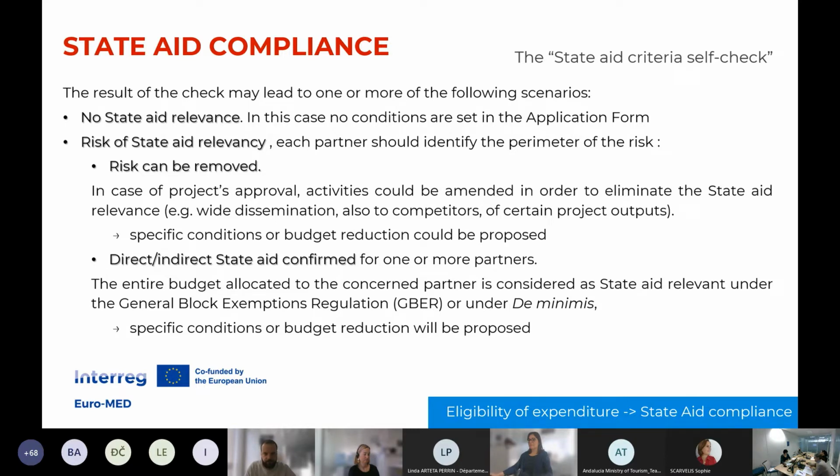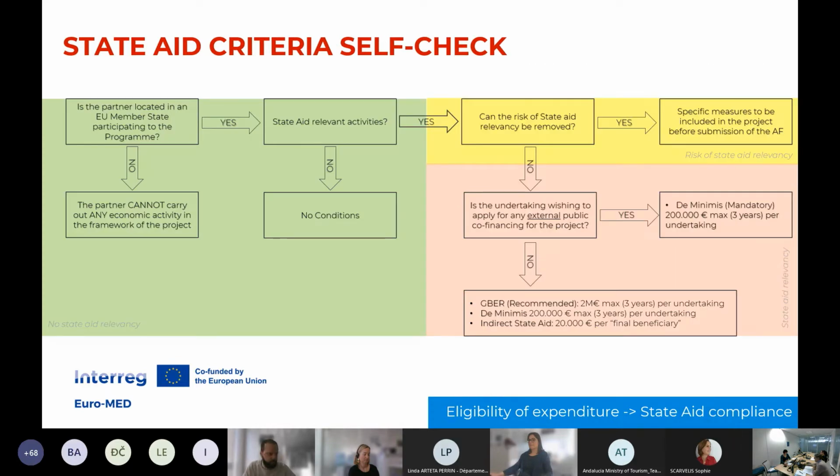But this is a very complex scheme. We tried to summarize it in a slide, but it's very difficult, and so we decided to make a diagram, maybe to help the understanding on this point. The first point is whether the partner is located in an EU member state or not. If not, it is a partner located in an IPA country.